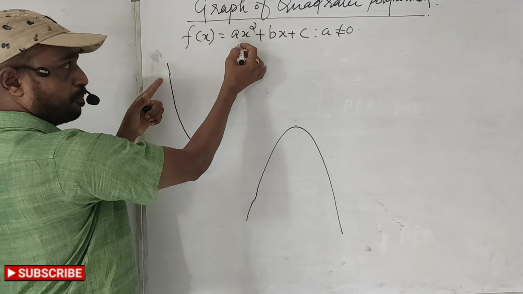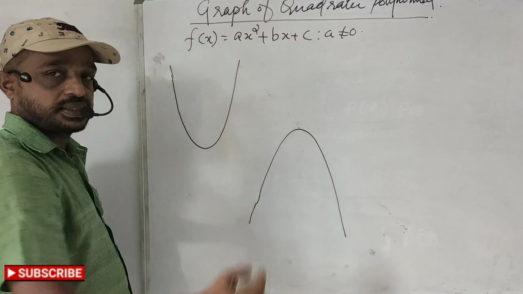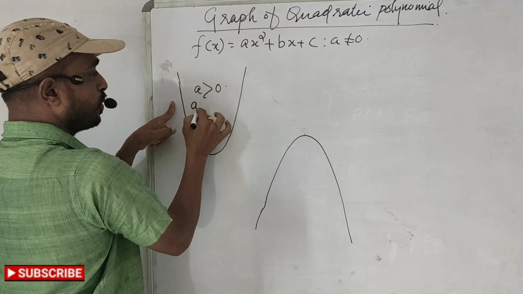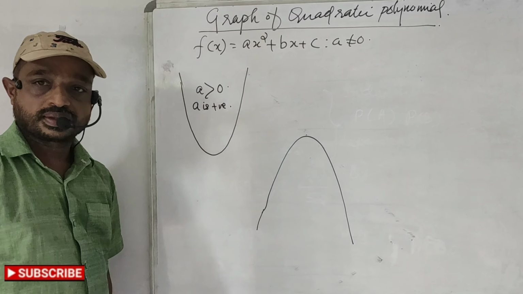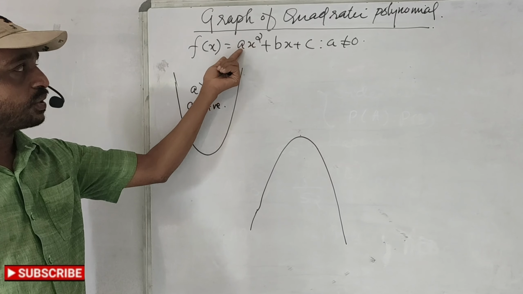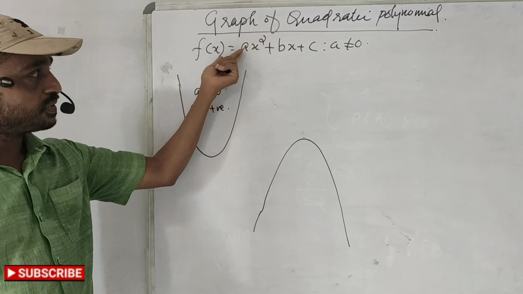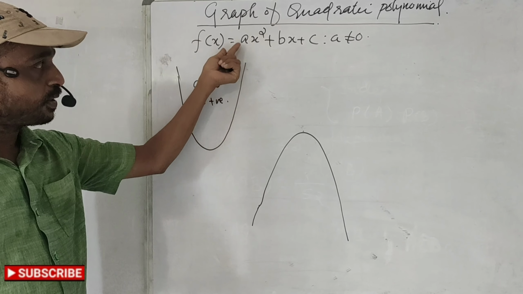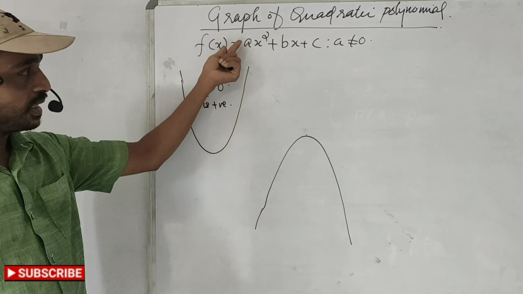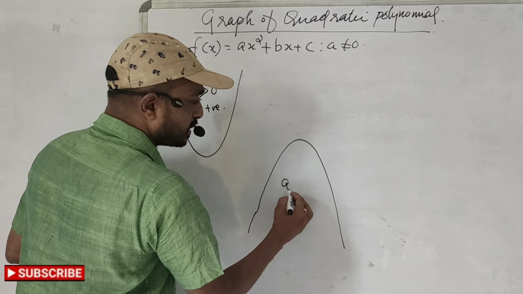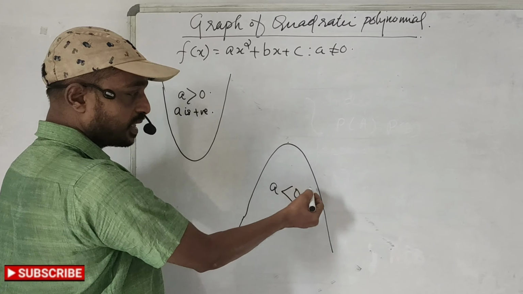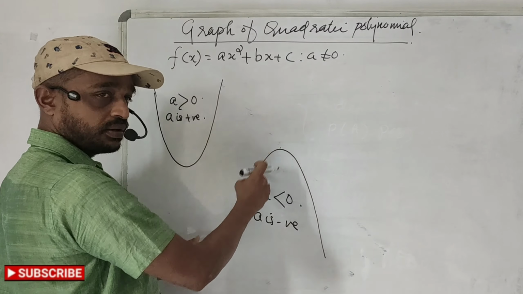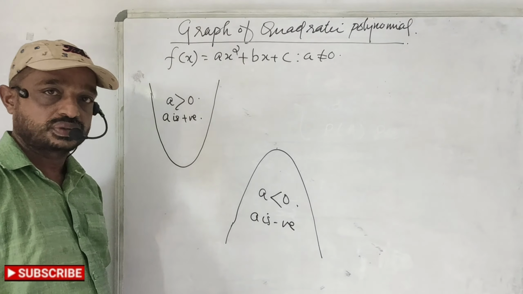So the graph of the quadratic polynomial ax² + bx + c will be a parabola open upwards if a is greater than 0, or if a is positive. What is a? A is the coefficient of x². If the coefficient of x² is positive, that is if a is positive, the graph of the quadratic polynomial will be a parabola open upwards like this. And if a is negative, or if a is less than 0, the graph of the quadratic polynomial will be a parabola open downwards.